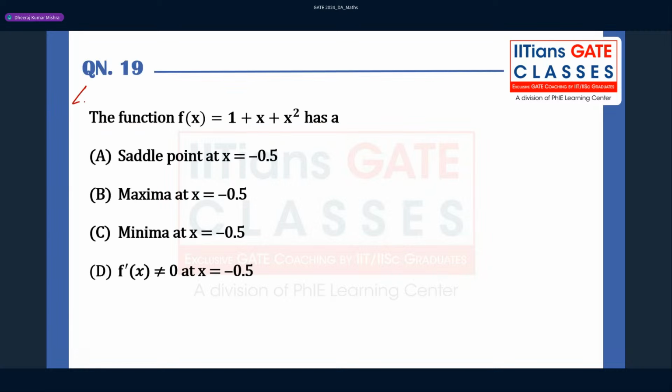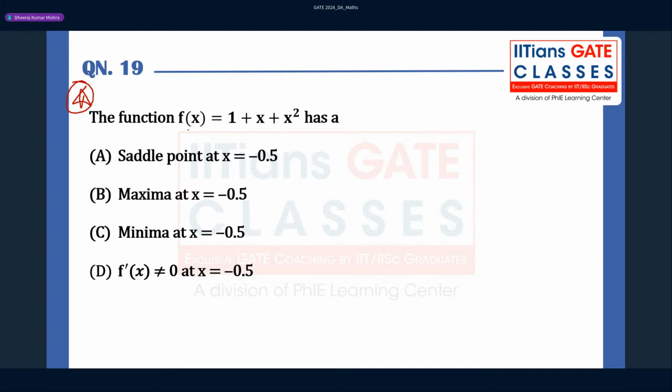This question is again from calculus, or you can say from optimization. In the GATE Data Science and AI syllabus, they have mentioned optimization for single variable. Optimization for single variable is nothing but finding maxima or minima. So this question is from calculus as well as optimization. Optimizing is nothing but maximizing or minimizing the function. There are many applications of optimization in machine learning and so on.